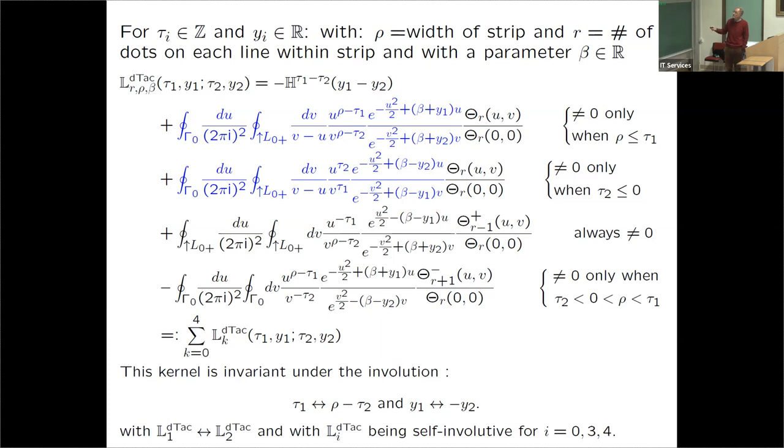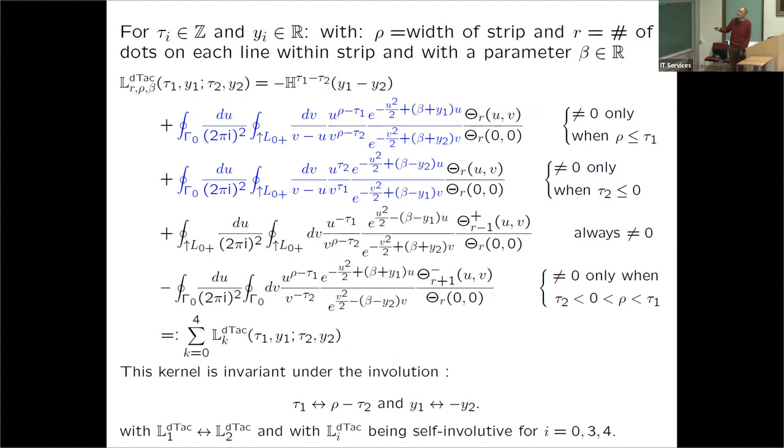And then there's a term here which in fact relates to that strip, to the dots on that strip. That's this term, and that's always non-zero. So this one is non-zero when tau 1 is above the strip, and the second one is non-zero when tau 2 is below the strip. This is always non-zero, it's always there. Unfortunately, it's always there. And then there's an extra term which appears in a very special situation, when tau 2 is smaller than 0 and tau 1 is bigger than rho. That's the only time that it ever appears. So I might say that the relevant terms are actually the first three terms.